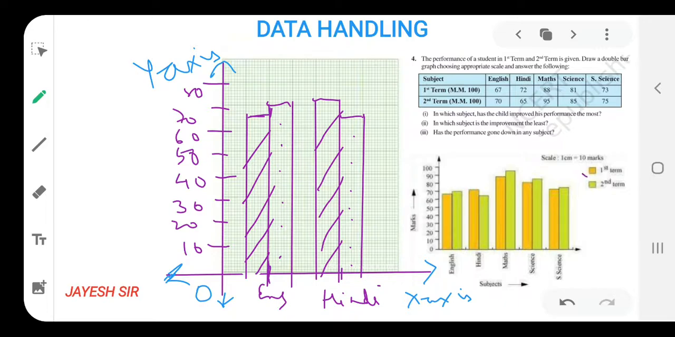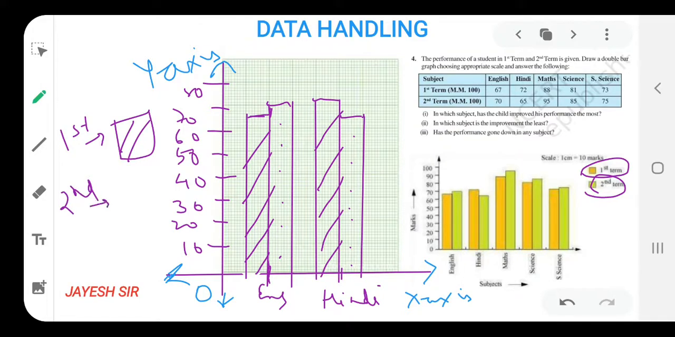Here, as it is written, for the first term it is in yellow and for the second term it is in green. So what we are supposed to write: first term I have drawn like this, and for the second term I have drawn like this. So this is for the second term and this is for the first term. In this way we can write. I hope you all might be getting it, friends. In this way we are supposed to draw the bar graph.